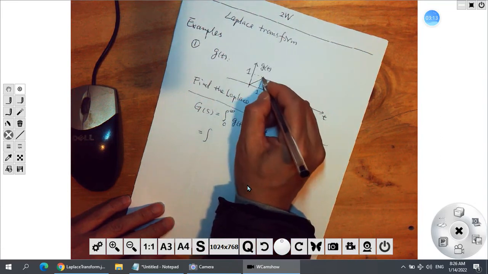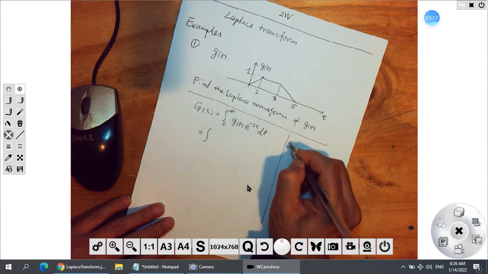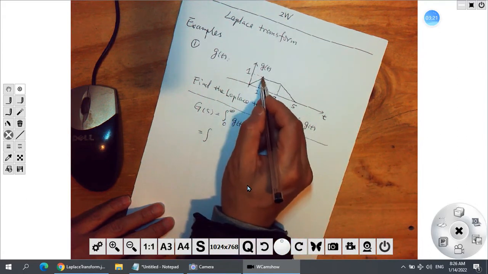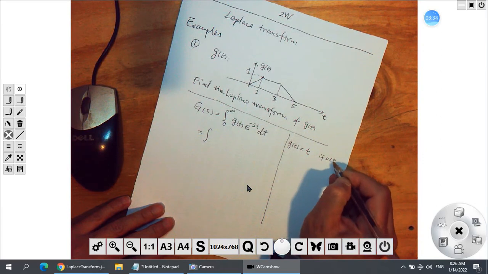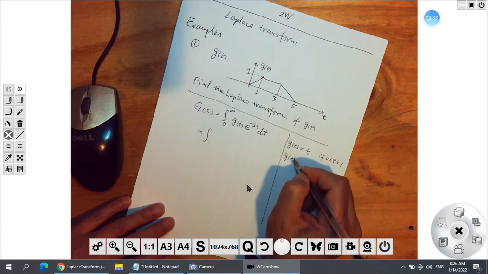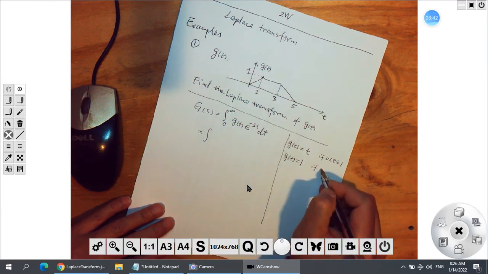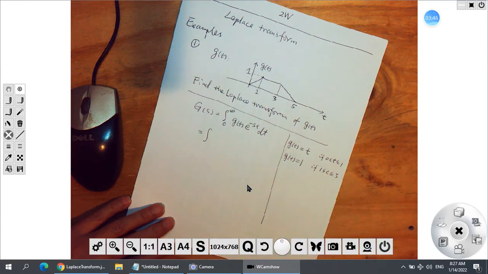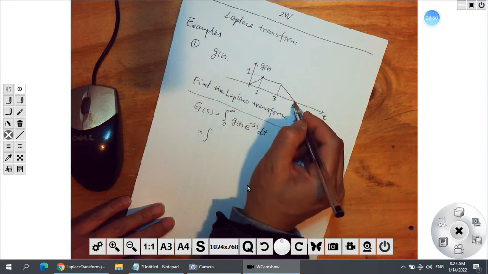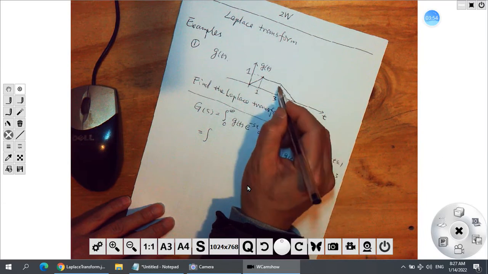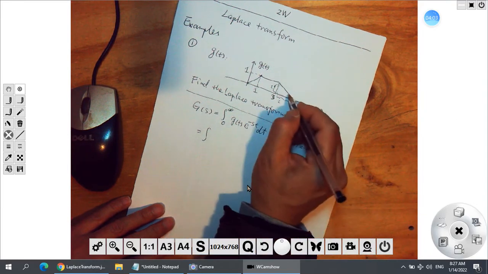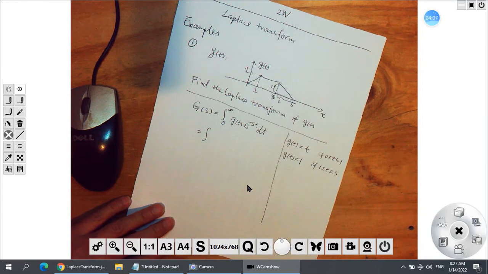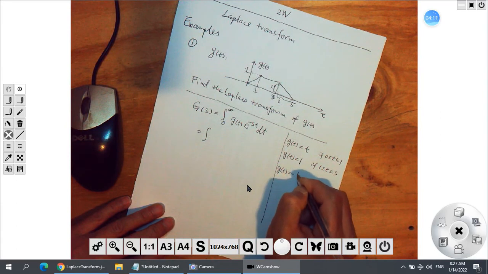This part, when t runs from 0 to 1, g of t is just a ramp, and the slope is 1, like 1 by 1, right? So it is just t. And then g of t equals just constant 1 when t runs from 1 to 3. And then another ramp. But now the slope is 1 over 2, right? This side is 1, and this side is 2. So the slope is 1 over 2, and the direction is decreasing, so it's negative. So g of t is negative 1 over 2 times t.